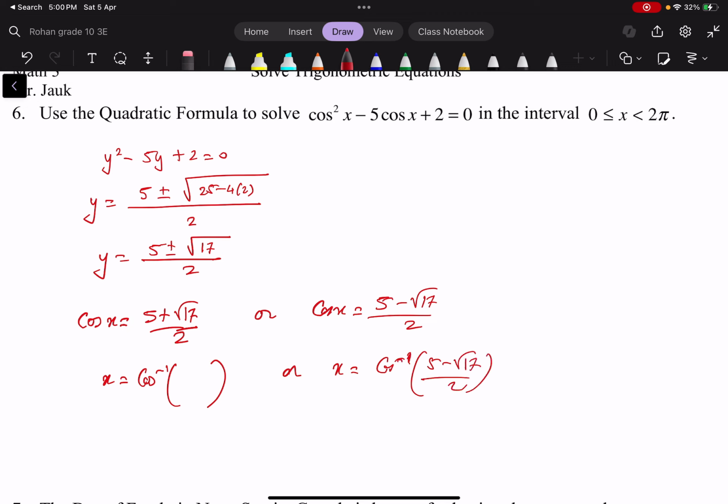So that's 5 plus square root 17, and the whole thing divided by 2. No, this also needs to be divided. You made a mistake: the whole thing has to be divided by 2, so I'll put it in brackets.